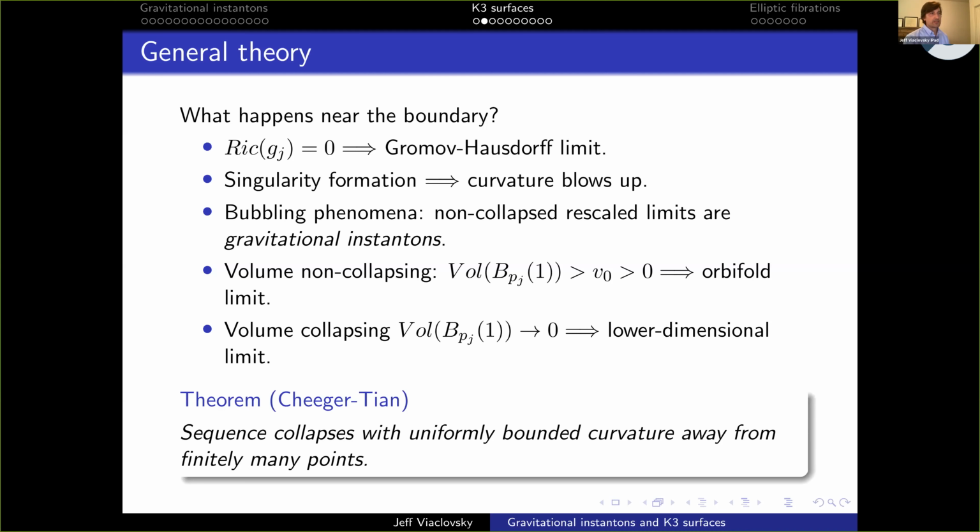A very important theorem is that of Cheeger-Tian, which says that in this setting, any such sequence collapses with uniform bounded curvature away from finitely many points. So they proved an epsilon regularity theorem without requiring a Sobolev constant now. Their theorem tells you what happens away from the singular points, but it doesn't give you any information about what happens near the singular points. So I'm going to give lots of examples now, which can tell you what are the possible types of degenerations which can happen near those singular points. That's what we're interested in.